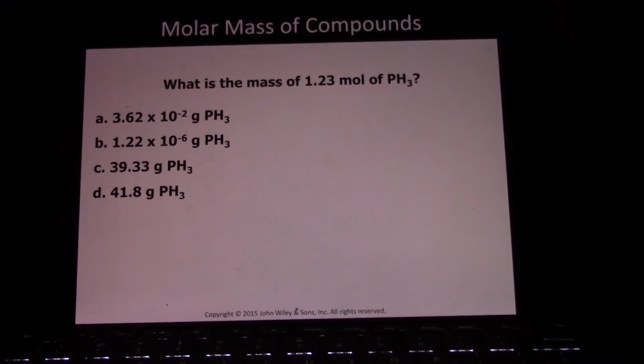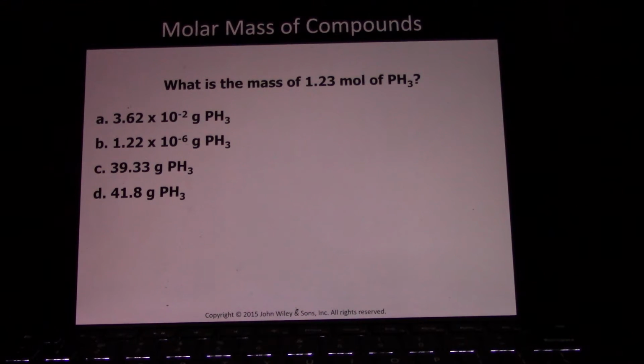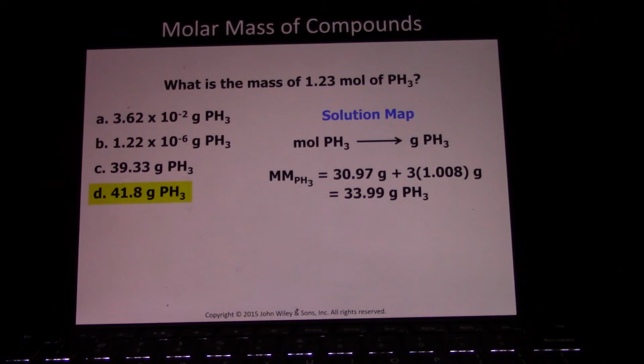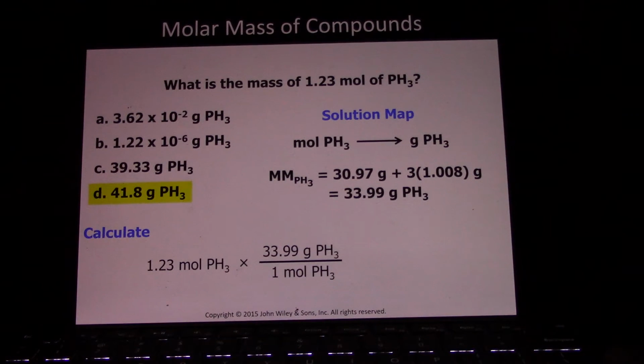What is the mass of 1.23 moles of PH3? We first have to find the molar mass of phosphine, PH3. So you add up a phosphorus and 3 hydrogens to get 33.99 grams per mole. And now we multiply 1.23 moles times the 33.99 grams per mole, and we get 41.8 grams of phosphine.